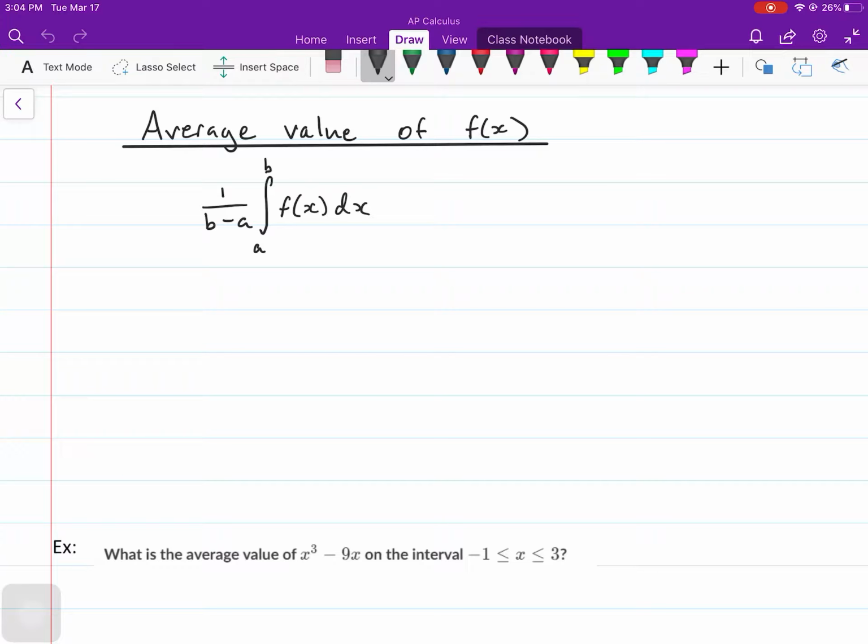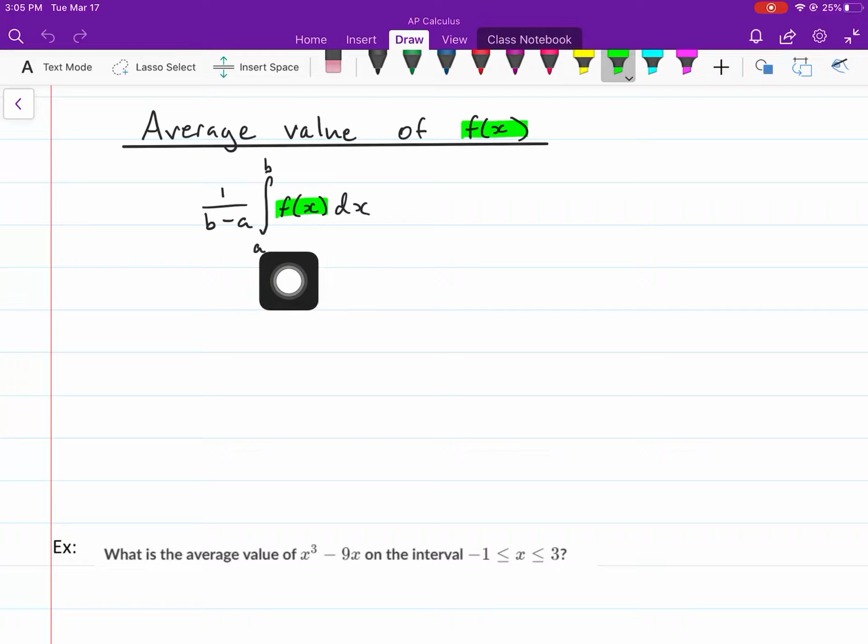So today, guys, we're going to talk about the average value of a function f of x, and it's really simple. You get it using this formula: 1 over b minus a of the integral from a to b of f of x dx. Now, notice if you want the average value of f of x, that means you're going to be integrating f of x, or finding the area under the curve if they were to give you a graph, or you can use a Riemann sum if they're going to use a table.